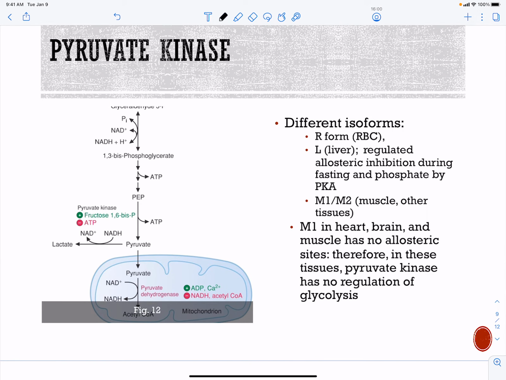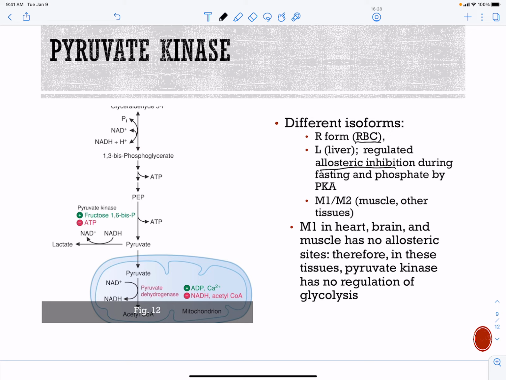Now, pyruvate kinase also has different isoforms. The R form is in the red blood cells. The L form is going to be in the liver. And your pyruvate kinase in the liver has allosteric inhibition. Your pyruvate kinase in your red blood cell does not. So the R form is typically always going to be on because there's nothing else your red blood cell can do with the carbon if it goes all the way through glycolysis.